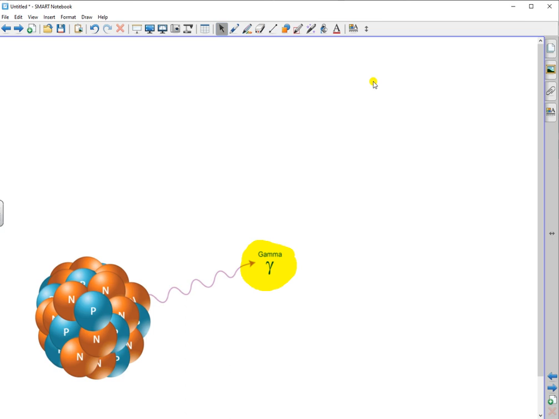Now, it's just like a high energy photon. It's just like light, if you like. You've done this in the electromagnetic spectrum. It's the most high energy electromagnetic wave. And that's what comes out. Now then, this here doesn't have any decay equations because the nucleus itself doesn't lose any matter.